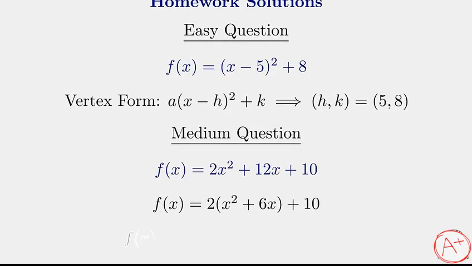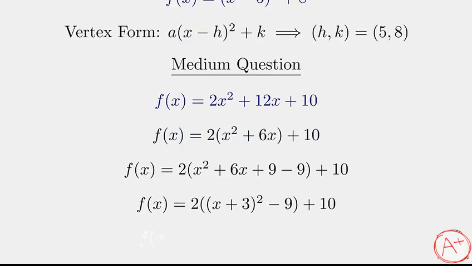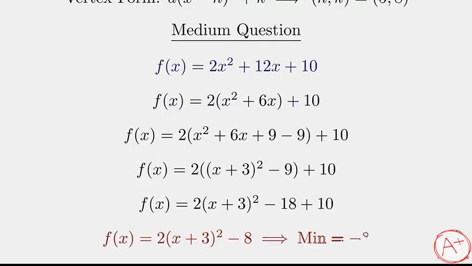f of x equals 2 times x squared plus 6x plus 9, minus 9, plus 10, which simplifies to 2 times x plus 3 squared, minus 9, plus 10. Multiply by 2, f of x equals 2 times x plus 3 squared, minus 18, plus 10, which is 2 times x plus 3 squared minus 8. The minimum value is negative 8.